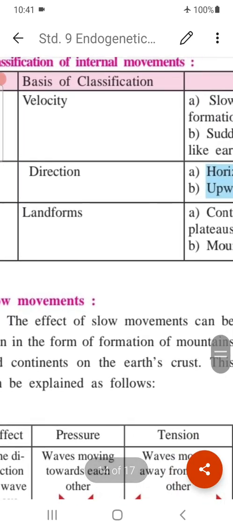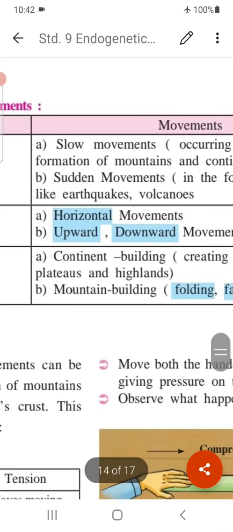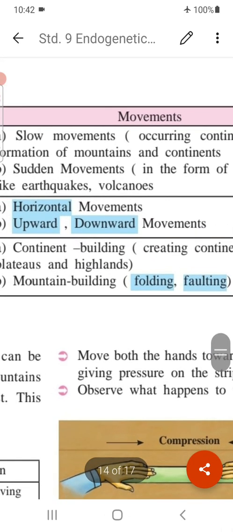Fine. Based on velocity. Velocity means what? The speed at which something moves in a particular direction. Fine. So based on velocity, based on the speed, the movements are again categorized under two parts. And which are these two types? First is slow movements and second is sudden movements.